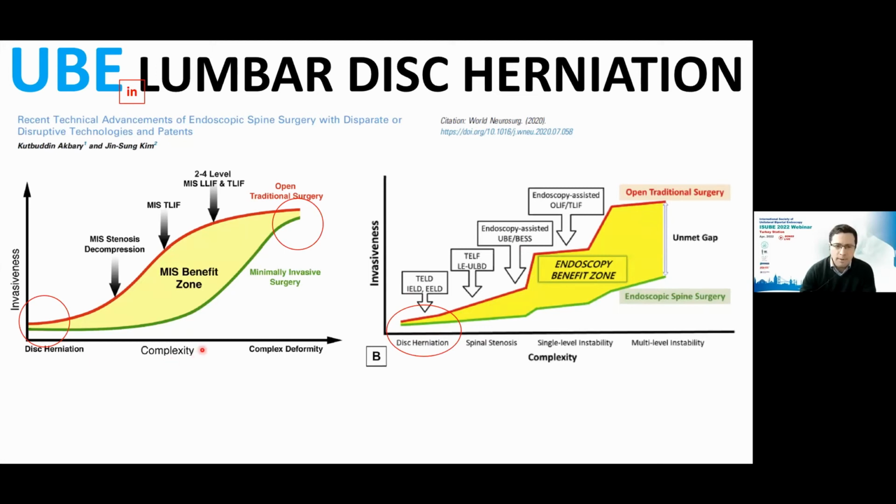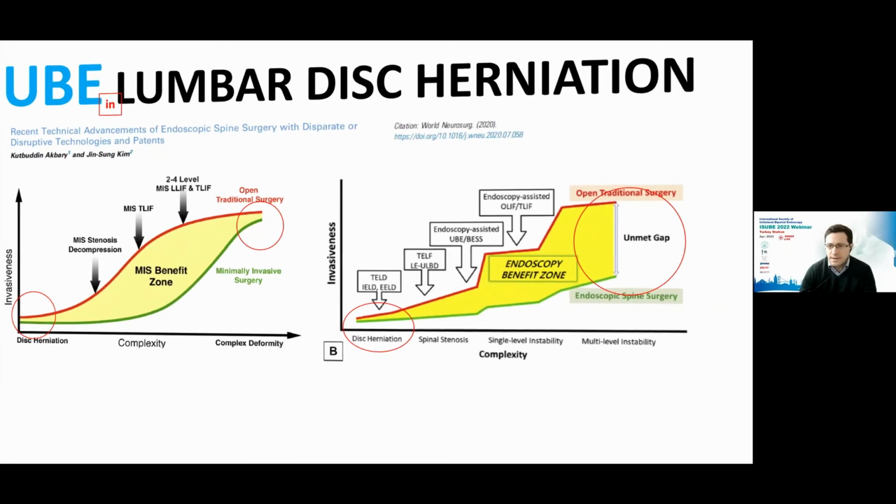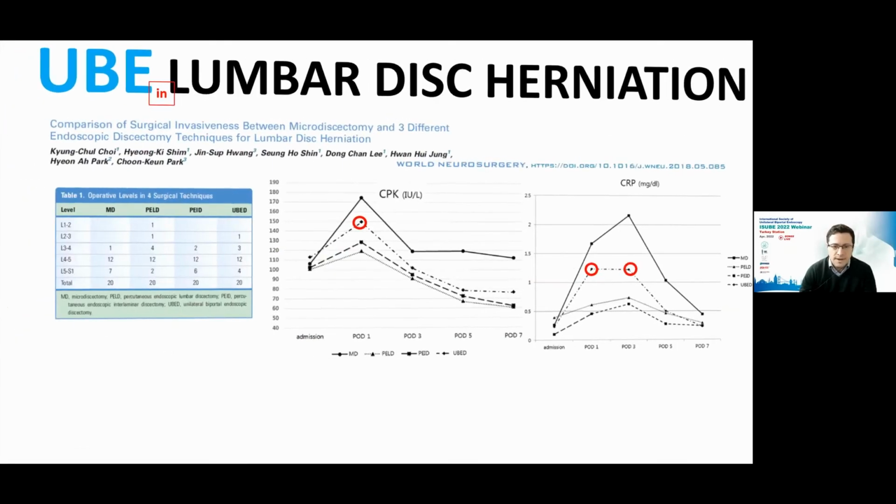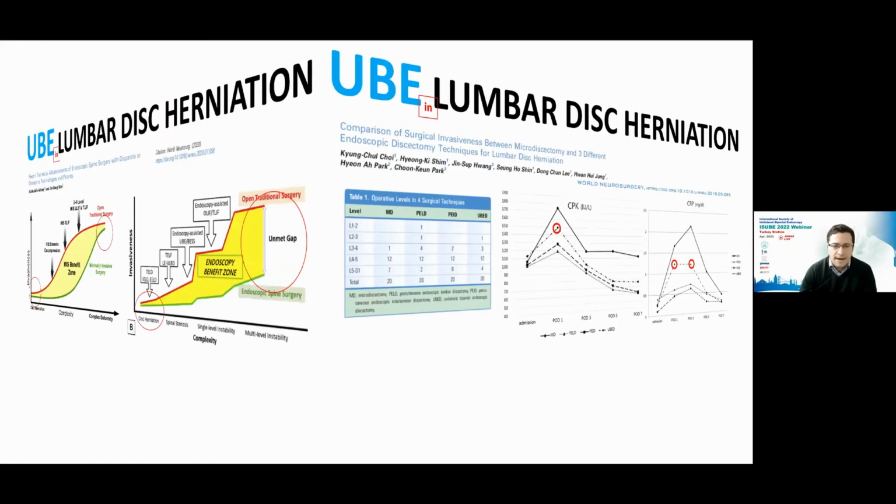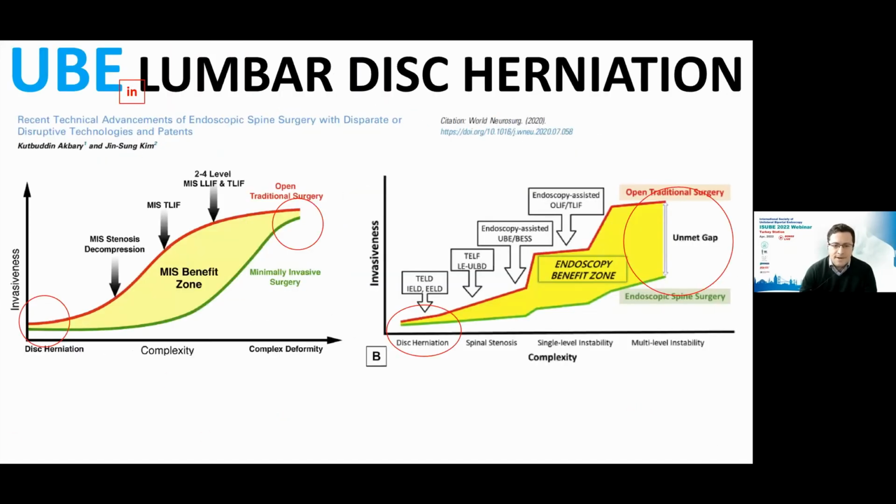So the big problem is that you should not start endoscopy in this part of the curve. You must start in this part of the curve, in this herniation. So you have to understand that the benefits of endoscopic surgery for your patient in this herniation may not be too much, but for your learning curve it is very important.